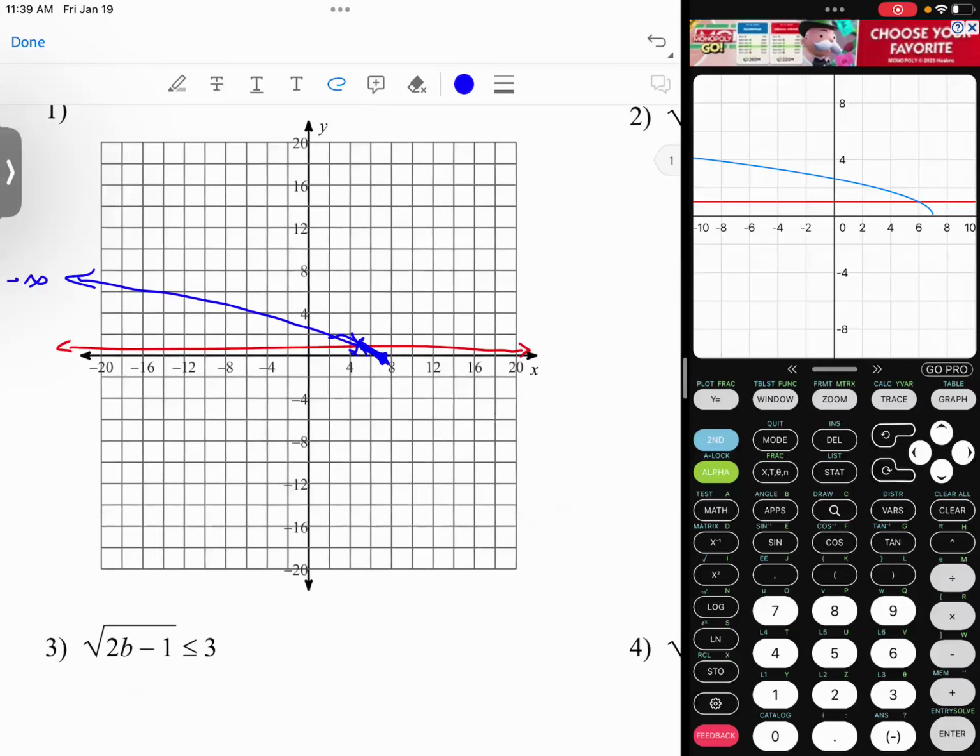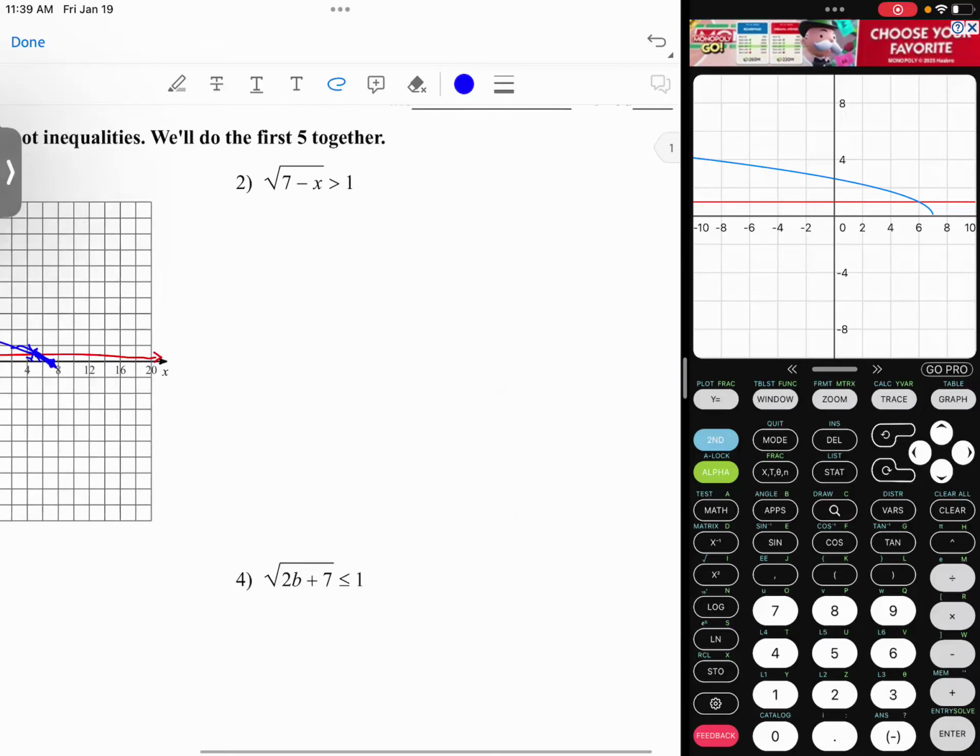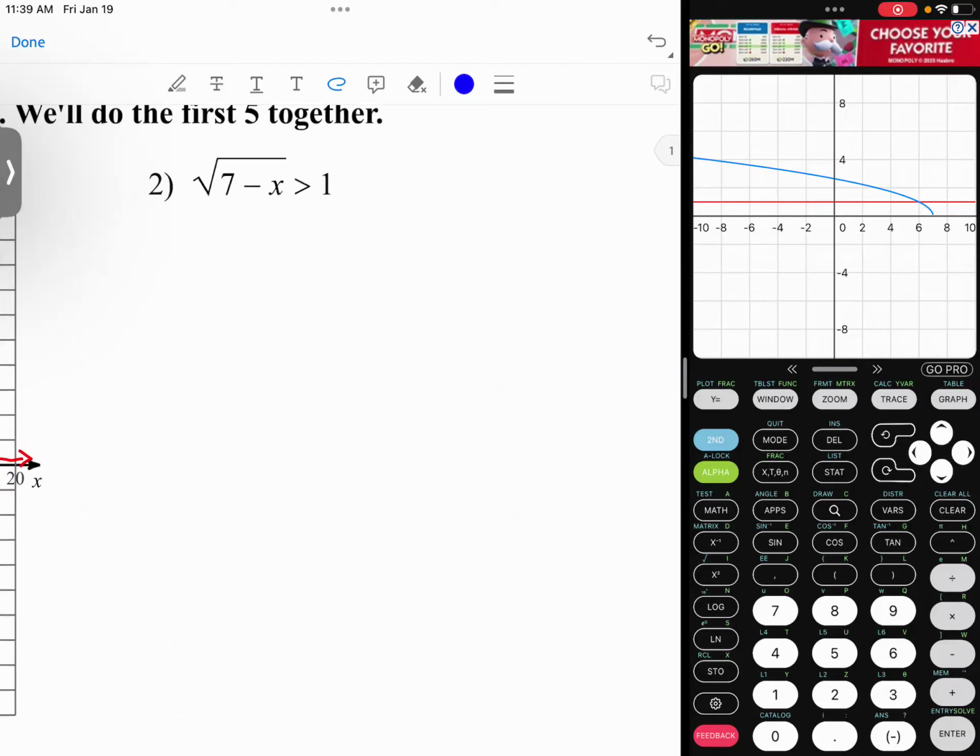So let's see algebraically how we can solve that. If we square both sides, we get 7 minus x greater than 1, keeping in mind that 7 minus x has to be greater than or equal to 0. So that means x has to be less than or equal to 7. Why does it have to be less than or equal to 7?